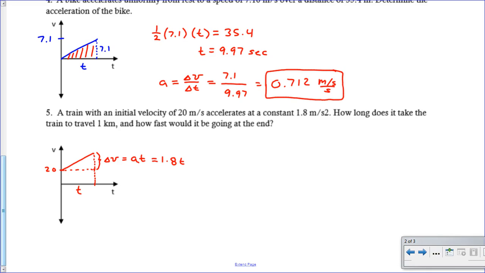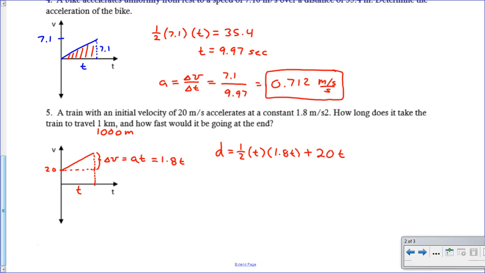All right, and then we can actually find a formula for the area here, and we know that it's traveling 1 kilometer, which is 1,000 meters. So for the triangle part, we know that the distance traveled equals 1/2 times base times height, so 1/2 times t, and then the other side of that triangle is 1.8t. Plus the rectangular area is a 20 by t rectangle, so it's just 20t.